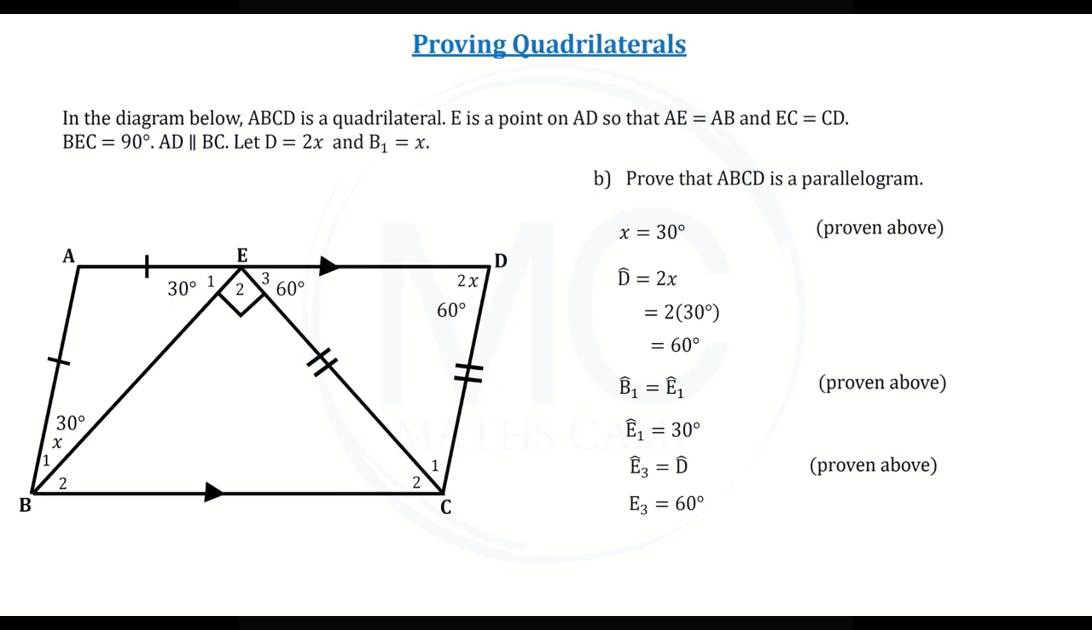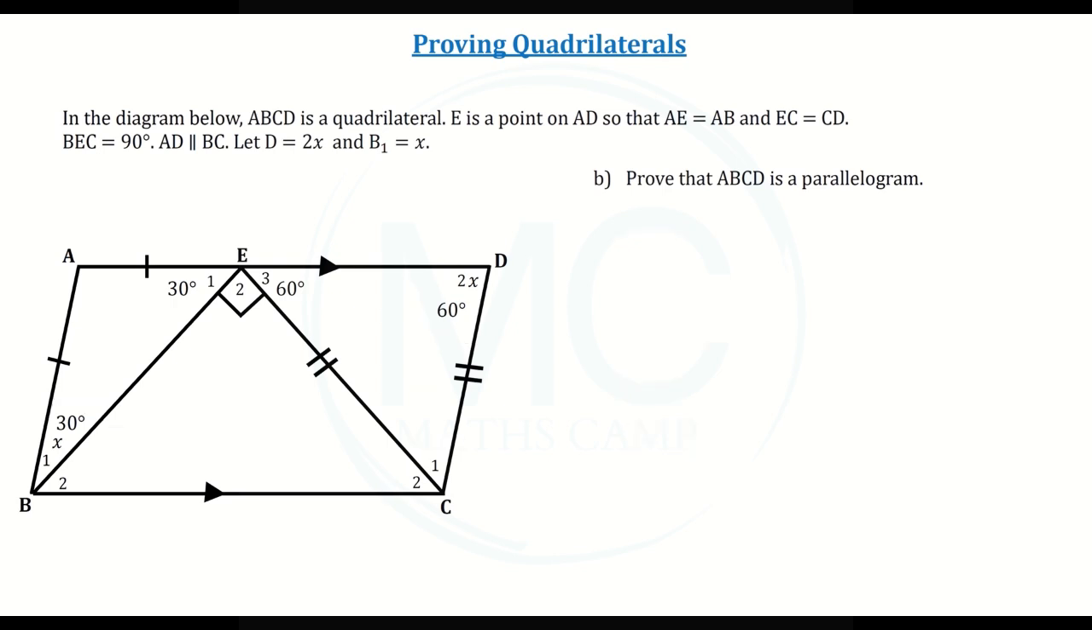To use opposite interior angles to prove that ABCD is a parallelogram, we need to prove the whole of angle A is equal to the whole of angle C. And we need to prove that the whole of angle B is equal to the whole of angle D. So we need to find all of the interior angles in this quadrilateral. Let's make some space, and we can look at angle A.